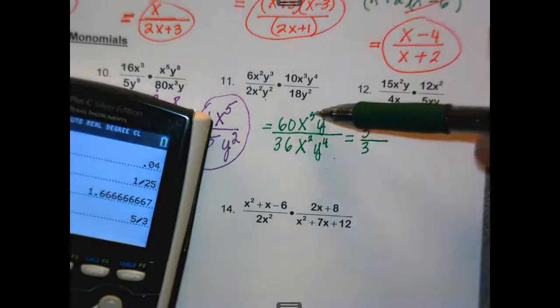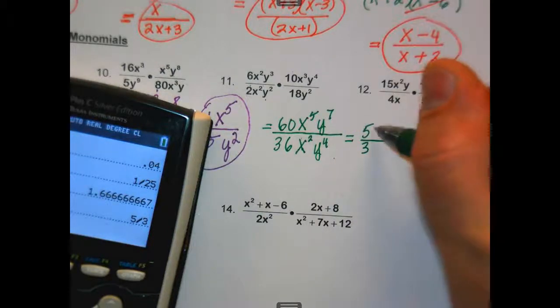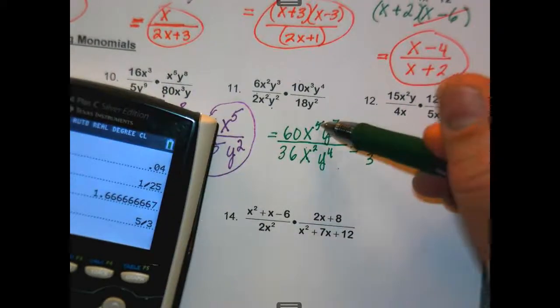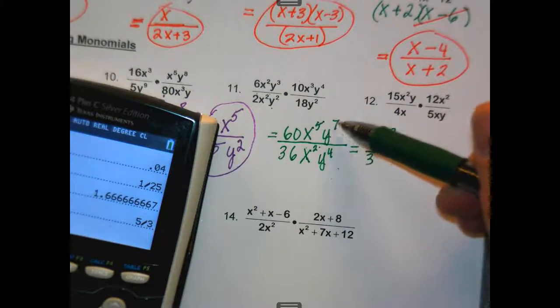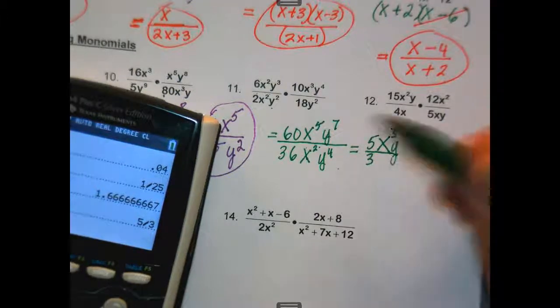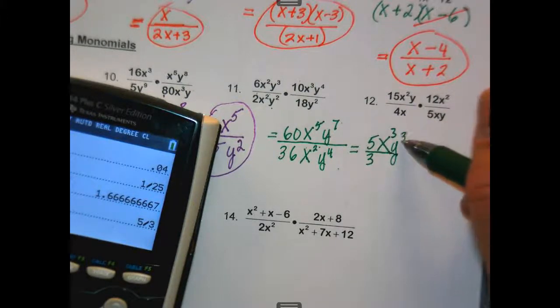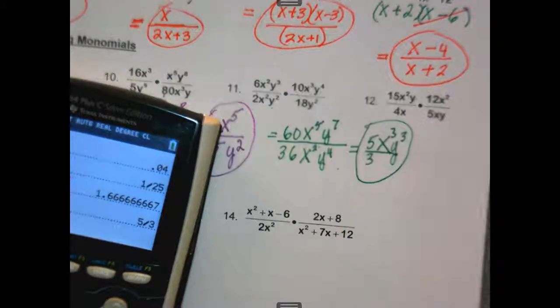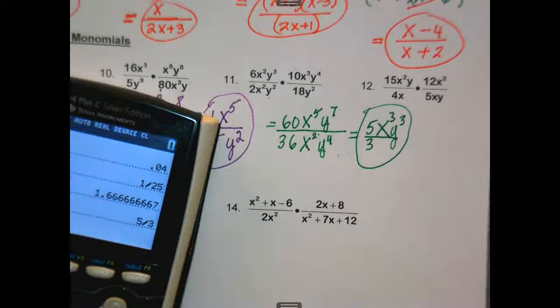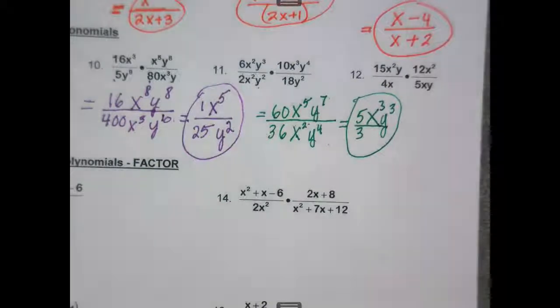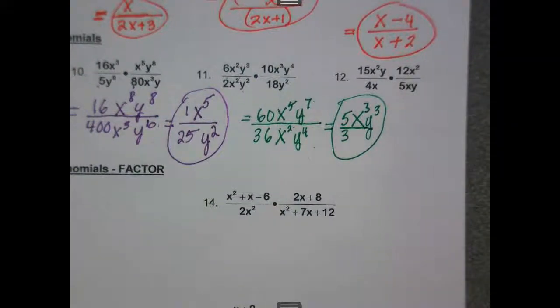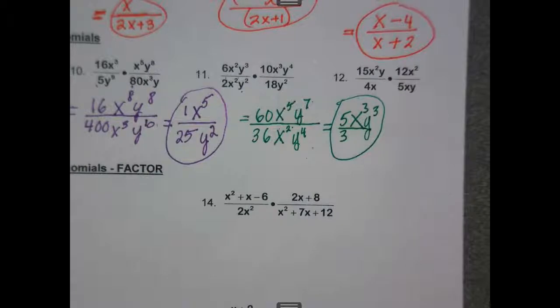See, my larger exponent for the x's is on top. 5 minus 2 is 3. My larger exponent for the y's is on top. 7 minus 4 is 3. Much easier to understand.